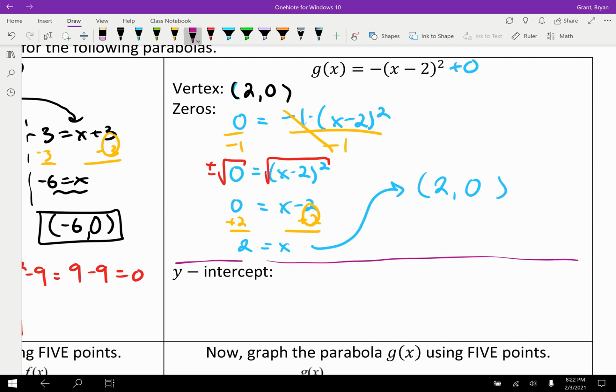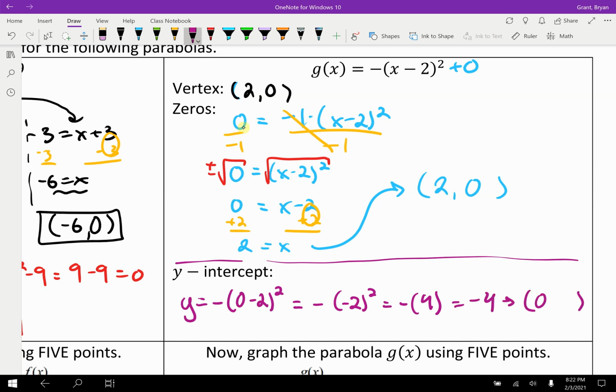Okay. Y-intercept. So y equals negative 0 minus 2 squared, negative 2 squared. Exponent comes first. Negative 2 squared is 4. Negative times 4 is negative 4. So my y-intercept looks to be when x was 0, y was negative 4.